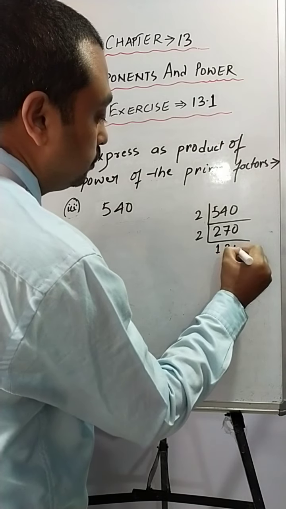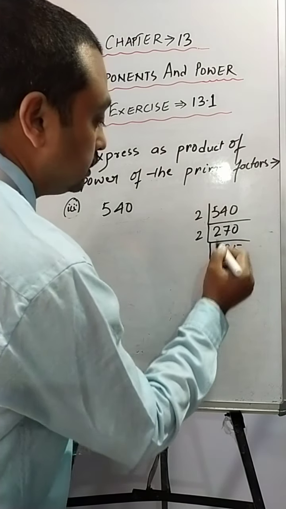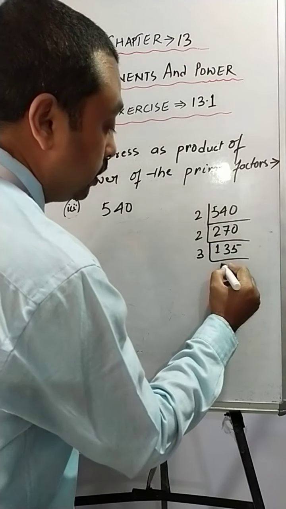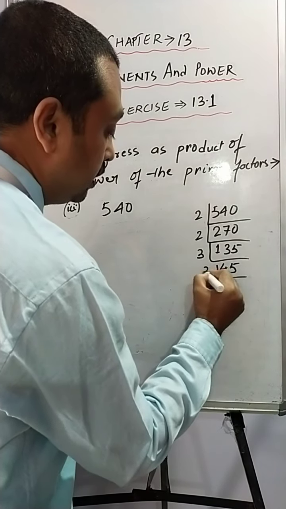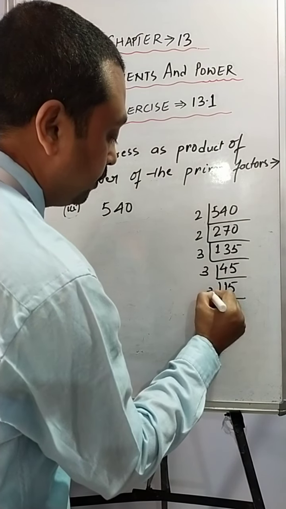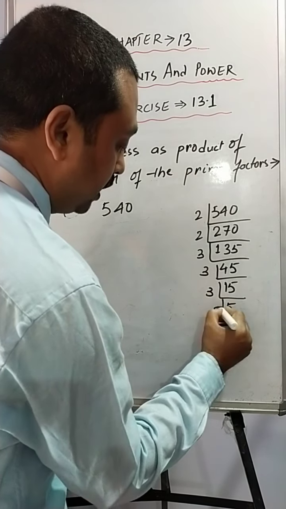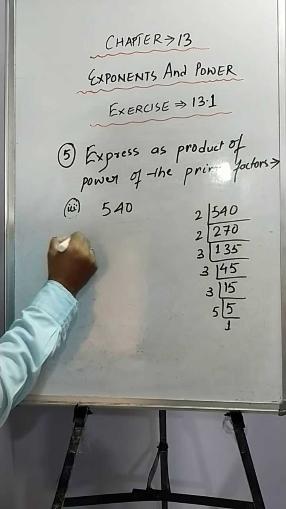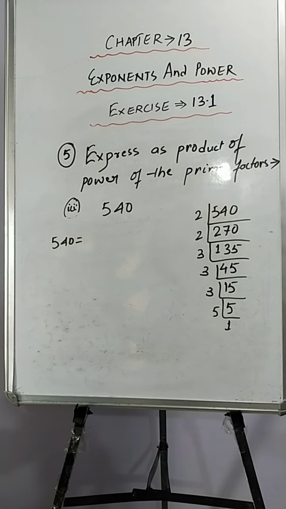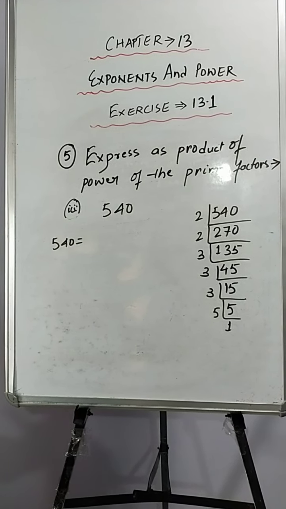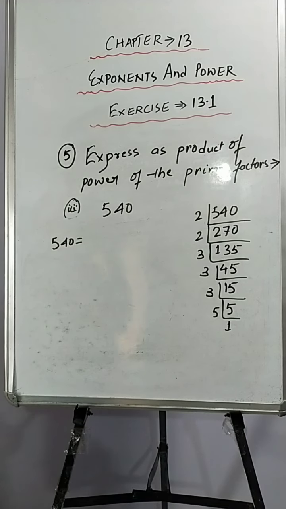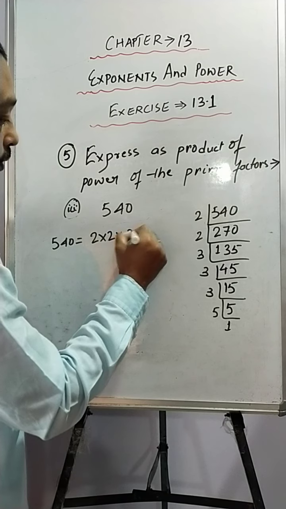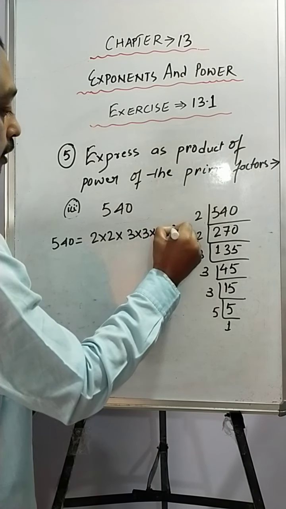2 ones are 2, 2 6s are 12, 135, and 135 is no more divisible by 2, but it is divisible by 3. So 3 4s are 12, 3 5s are 15, 3 15s are 45, 3 5s are 15, and 5 1s are 5. So we have to write all the factors of 540, that is 2 into 2 into 3 into 3 into 3 into 3.